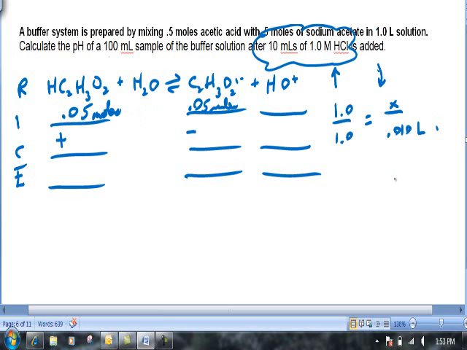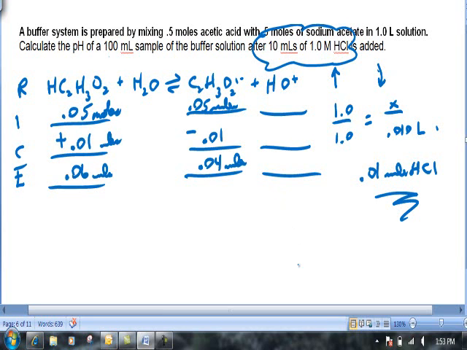Using a proportion, we can find how many moles of acid are present in our 10 milliliter sample. It's 0.01 moles of HCl. This gives us the size of our change. So the salt is going to go down by 0.01. Our acid is going to go up by 0.01 moles. We have our equilibrium value now of acid is 0.06 moles. Salt has changed to 0.04.